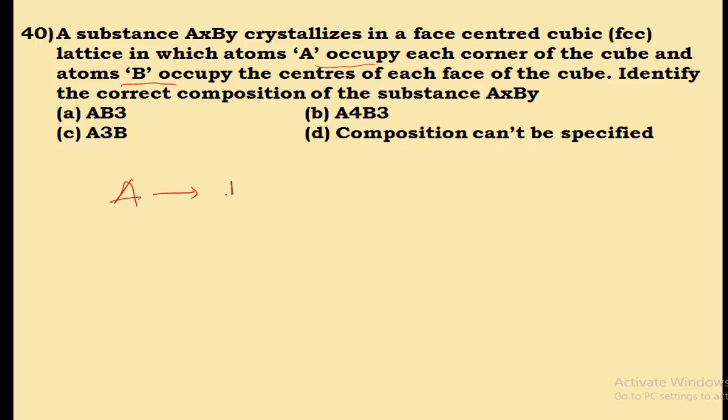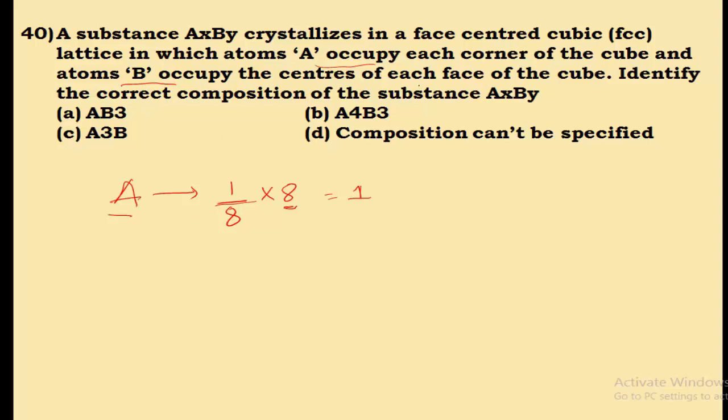So each corner means how many atoms of A will be there? 1 by 8 into 8. So 8 corners are present in a cube. It may be a face-centered cube, body-centered or simple cube. In all types of cubic, there are totally 8 corners. From each corner, how much portion will belong to the unit cell? 1 by 8. So 1 by 8 into 8 is equal to 1. So the number of A atoms is equal to 1.